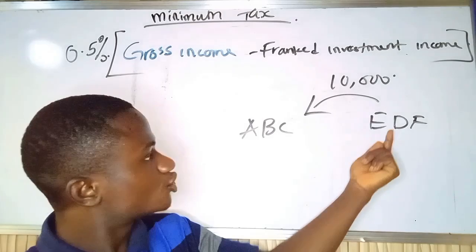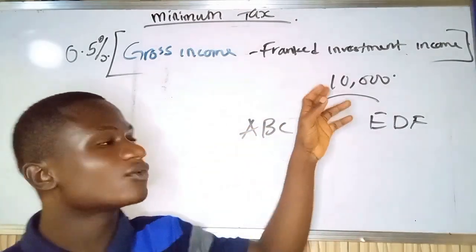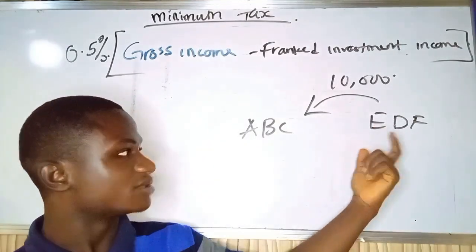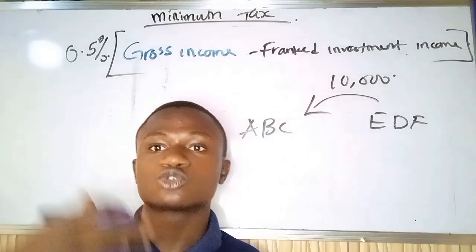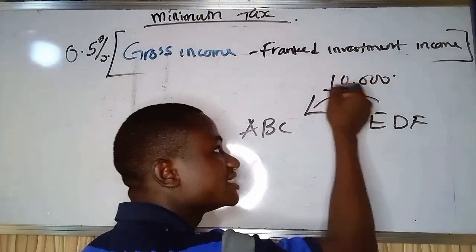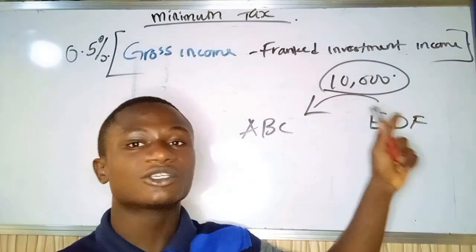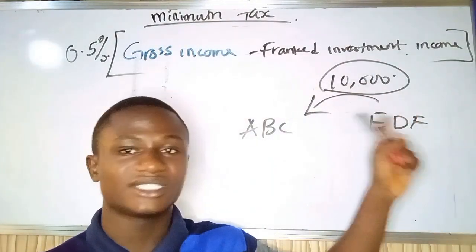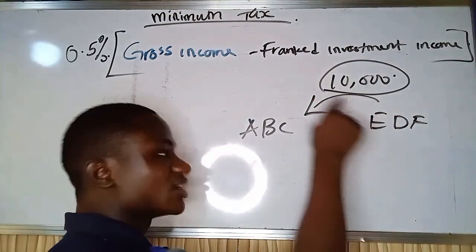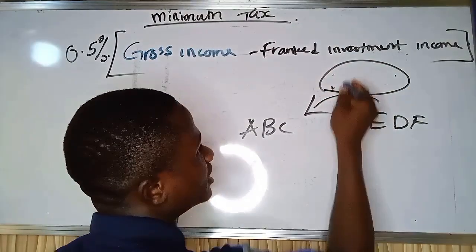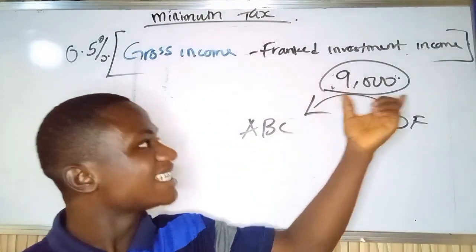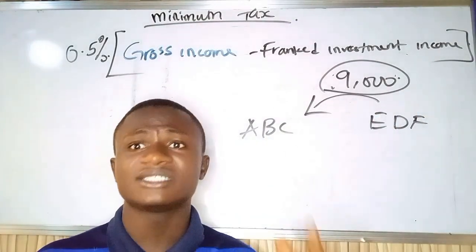Now, company EDF wants to pay company ABC a dividend of 10,000 naira. Before company EDF can pay company ABC, it has to remove tax. So let's say company EDF removes 1,000 naira tax. This 10,000 naira is the gross dividend, which means it has not been subject to tax. But company EDF cannot pay 10,000 naira, it has to remove tax. So let's say it pays 9,000 naira to company ABC. This 9,000 naira is a franked investment income.